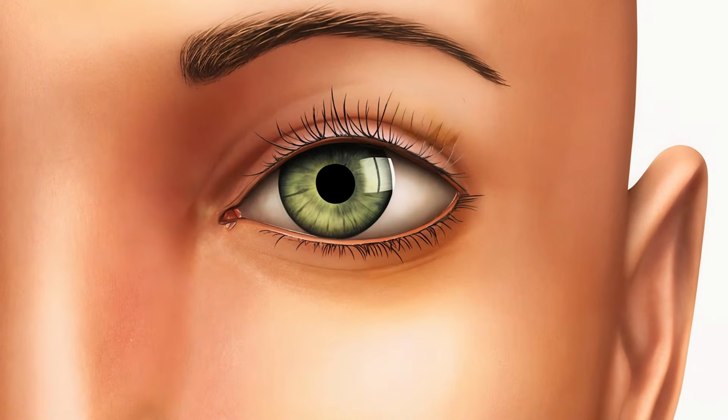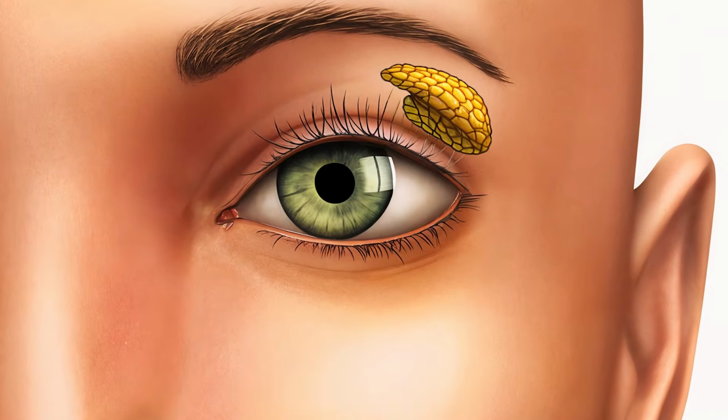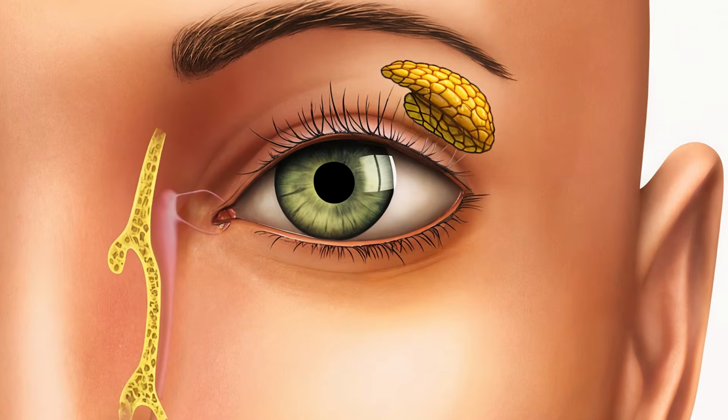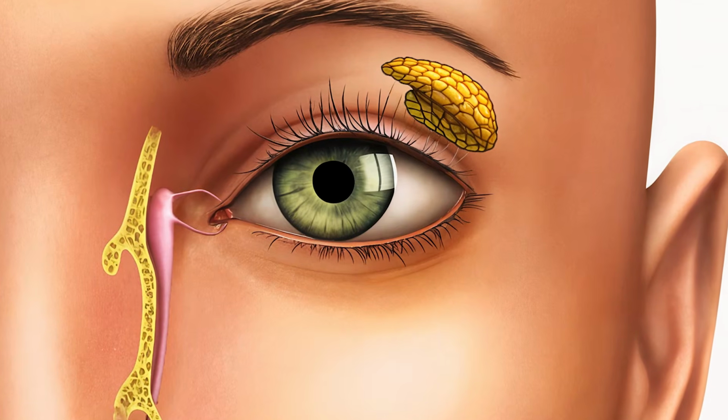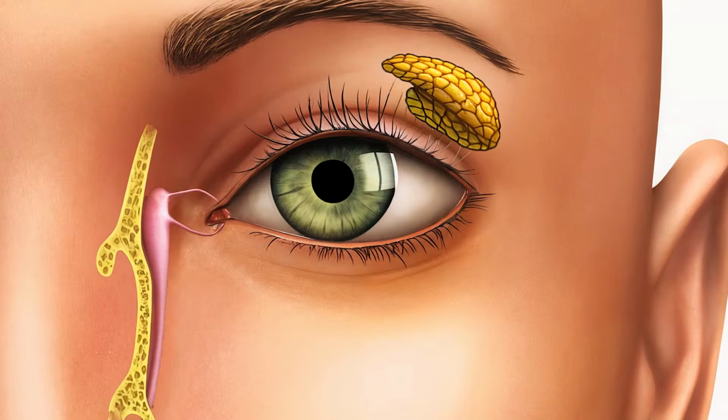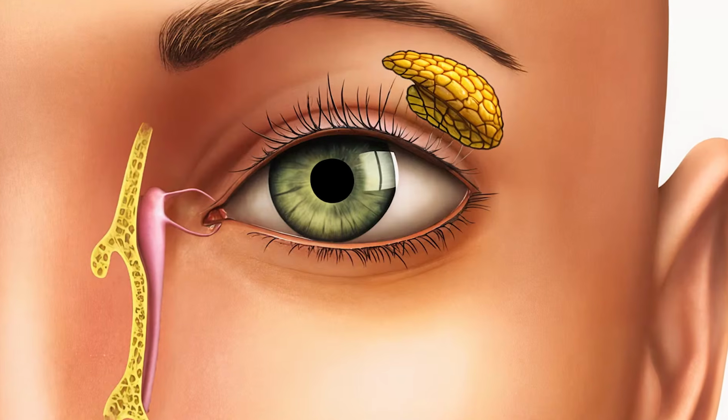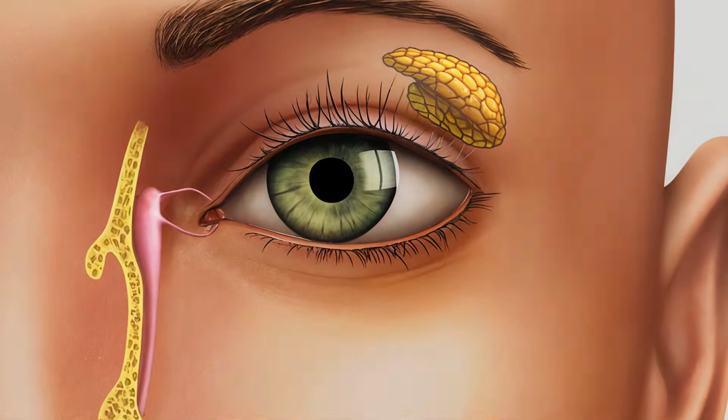The lacrimal apparatus, which includes the lacrimal gland and associated ducts, produces and drains tears, ensuring that the eye remains moist and that the corneal surface stays free from debris and pathogens.